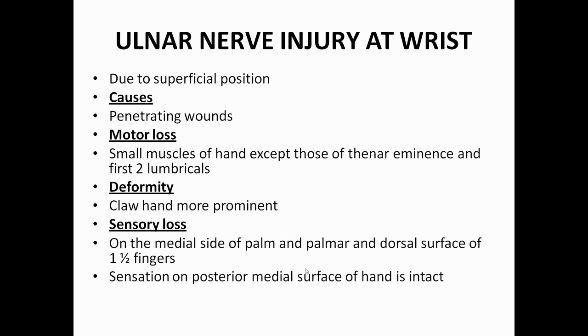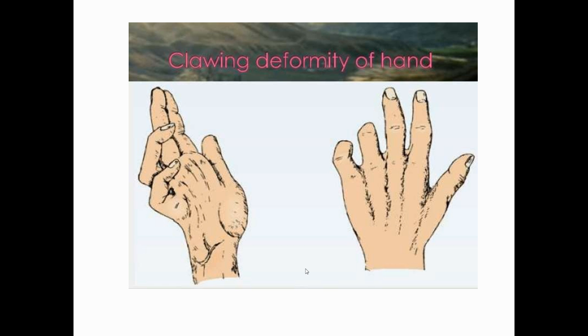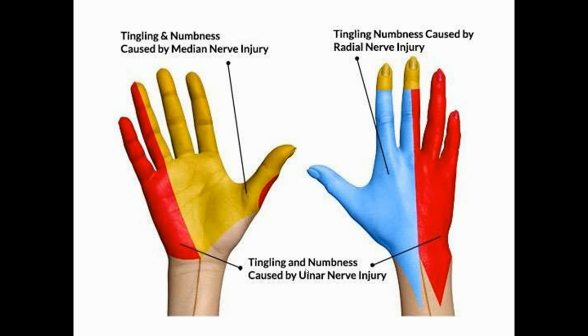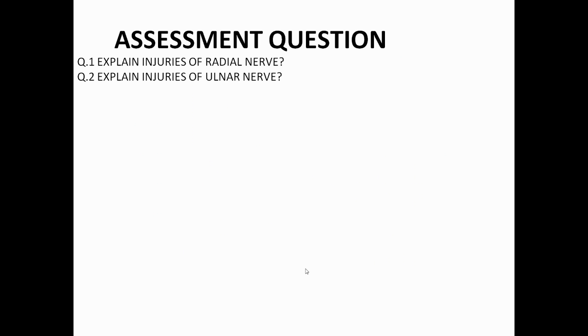Ulnar nerve injury at the wrist, due to its superficial position, is caused by penetrating wounds. Motor loss: small muscles of the hand except those of the thenar eminence and the first two lumbricals. Deformity: claw hand is more prominent. Sensory loss on the medial side of the palm and the palmar and dorsal surface of the one and a half fingers, and sensation on the posterior medial surface of the hand is intact. We can see here the clawing deformity of the hand, and also in this picture.